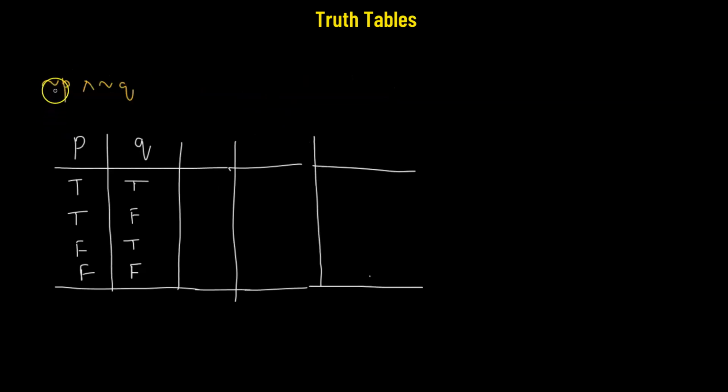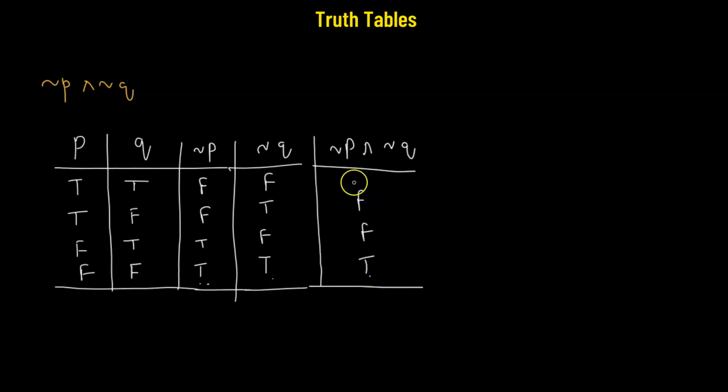So we have to construct a truth table for not P and not Q. So we have P and Q truth values. Let's find the truth values of not P and not Q. This will be simply flipping the values of P and Q. So not P is false, false, true, true, and not Q will be false, true, false, true. And then we finally take the conjunction between not P and not Q. This will be true only when both of them are true, which is in the fourth case, and everything else will be false. So this is how we can construct a truth table. Let's move on to the next problem.